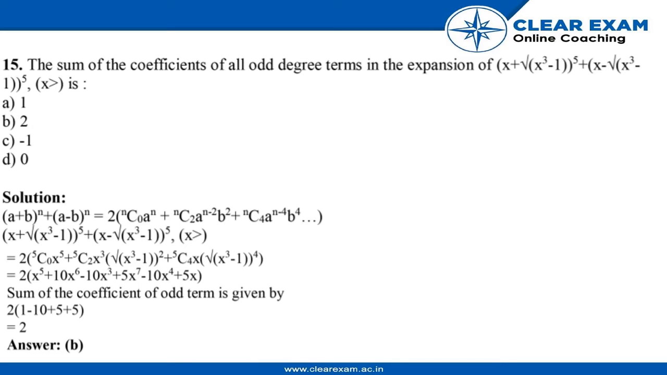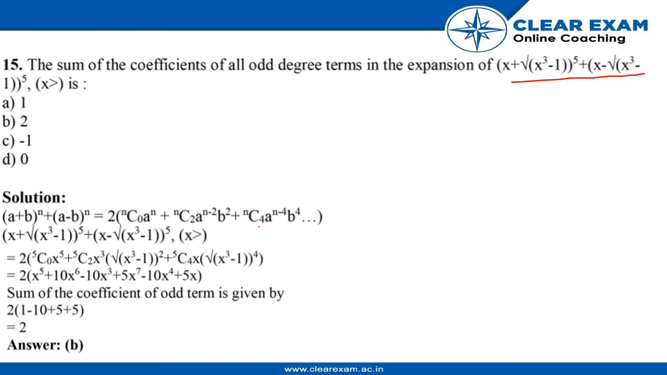So it's very simple. We will use the identity (a + b)ⁿ + (a − b)ⁿ equals 2 into the sum of the first coefficient, nC0 a to the power n, then the second coefficient, then the fourth coefficient, where 0 to n is the limit. So we will apply this formula to this equation.